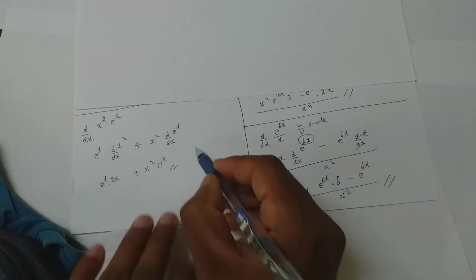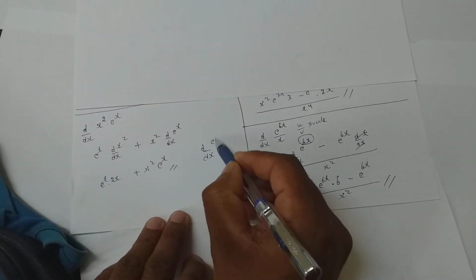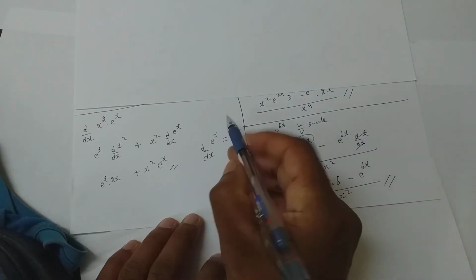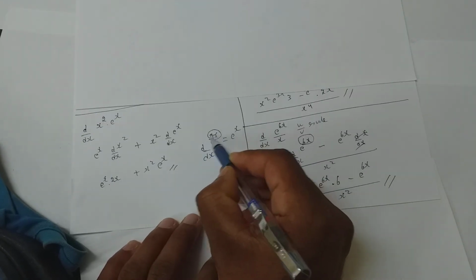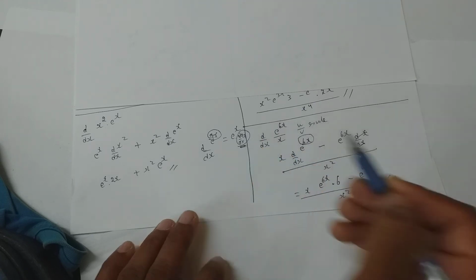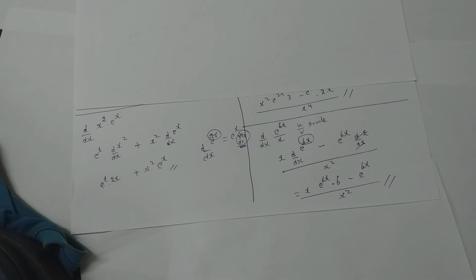Am I clear with both UV rule and u by v rule and differentiation of this exponential function? d by dx of e power x is e power x only. The catch is if there is some other number over here, that differentiated into that must be there at last. If you understand that one point, it's enough. Thank you.